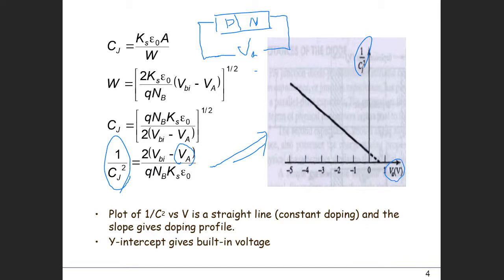Then, as you can see, when VA is close to VBI, this value is 0, so you have 0 for this 1 over Cj square. And when we increase VA, the capacitance value will follow this line. The slope of this line is, as you can see, determined by this value. Now, here we have an interesting point we can make from this measurement.